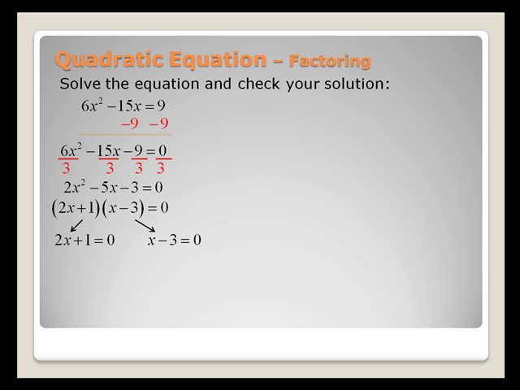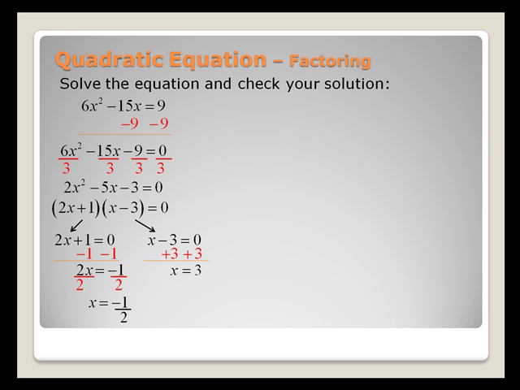We're going to solve each of these equations separately. Let's start with the one on the left. 2x plus 1 equals 0. To get x by itself in this equation, I need to subtract 1 from both sides. Then I need to divide by 2 on both sides. This gives me a solution of x equals negative 1/2. We're ready to solve our second equation, x minus 3 equals 0. To get x by itself in this equation, we need to add 3 to both sides. This gives me a solution of x equals 3.